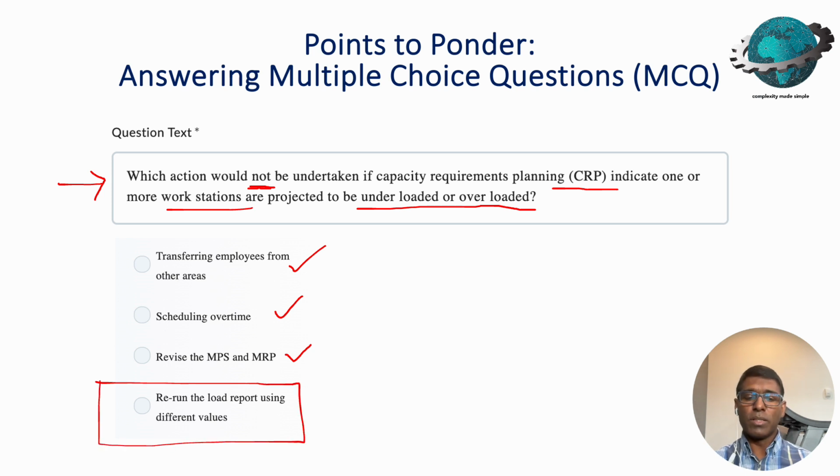So the question is, would we rerun the load report using different values? And simplistically, no, you would not, because it's not changing anything. You're just changing numbers and not taking tangible actions that would impact the practical application. So essentially that then becomes the answer that you would select, and that obviously would be right. So this is just some of the tips or tricks that you would use.